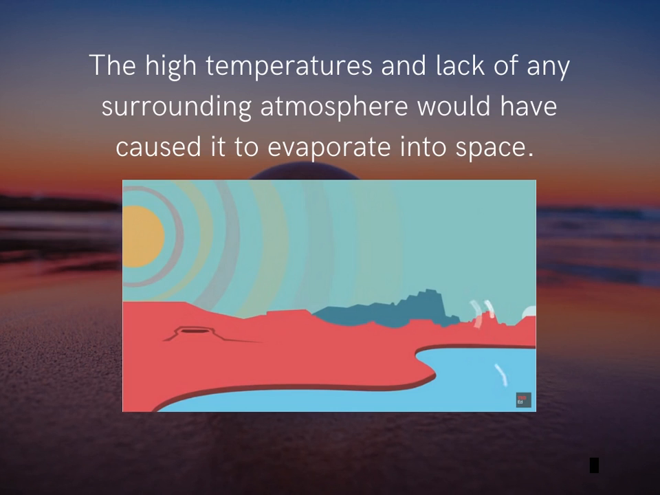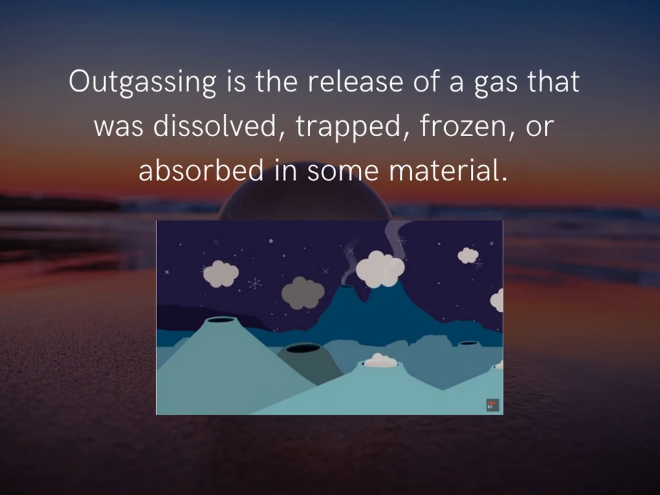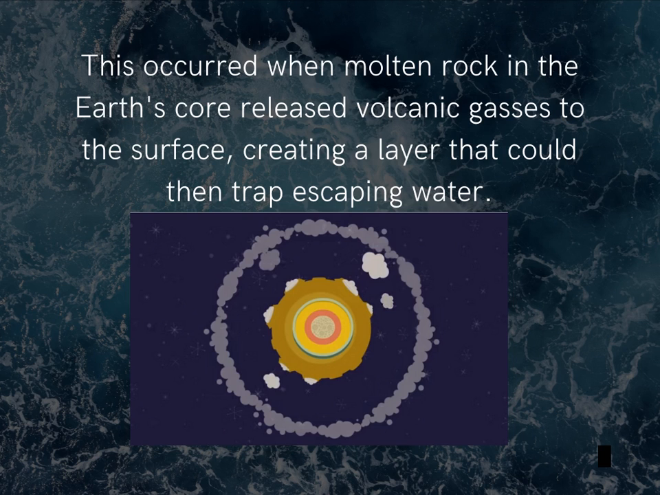If, as one theory goes, relatively small amounts of water were present on Earth when the rock formed, the high temperatures and lack of any surrounding atmosphere would have caused it to evaporate into space. Water would have been unable to remain on the planet until hundreds of millions of years later when our first atmosphere formed through a process called outgassing. This occurred when molten rock in the Earth's core released volcanic gases to the surface, creating a layer of cloud that trapped the escaping water.